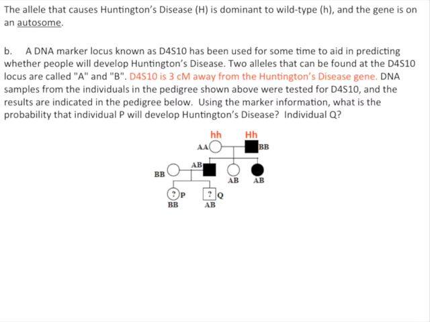Every individual in this family has been genotyped at the marker locus, and their genotypes are indicated next to their symbols in the pedigree. So we're going to use this additional information to reevaluate the probability that P and Q will develop Huntington's disease. To make it easier to follow the analysis, I'm going to label 3 more individuals in this pedigree: the original parents, 1 and 2, and P and Q's father, 3.